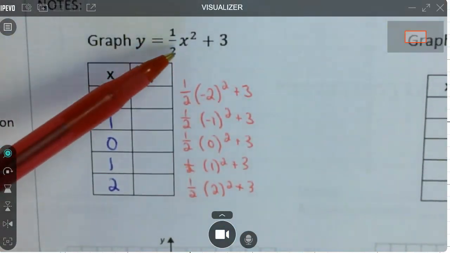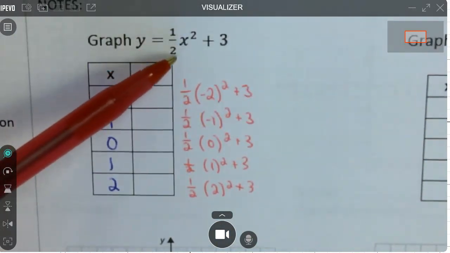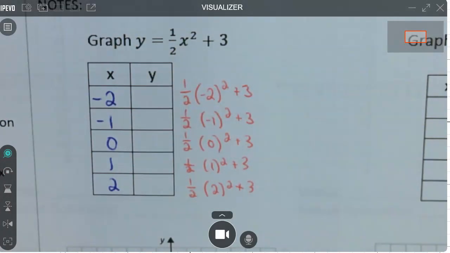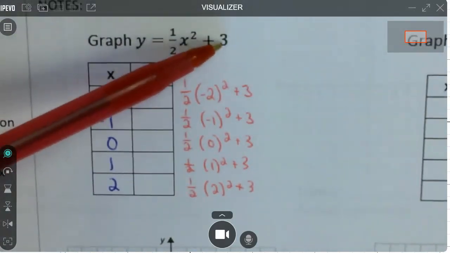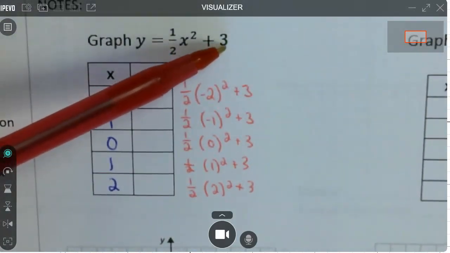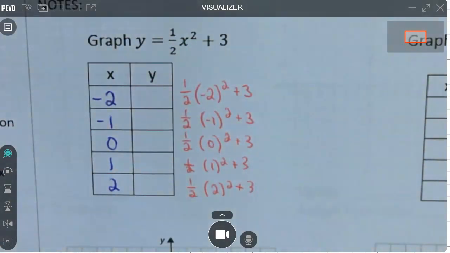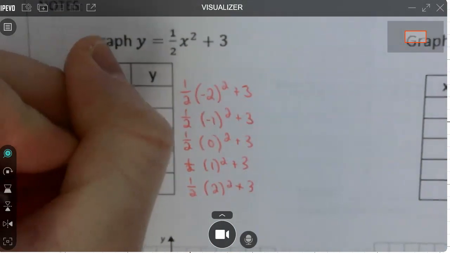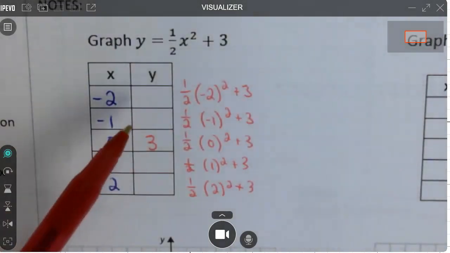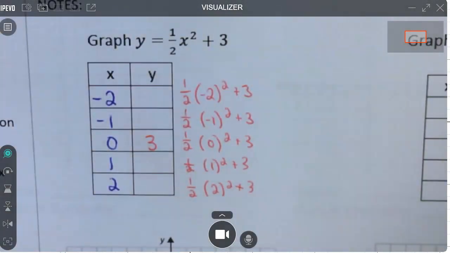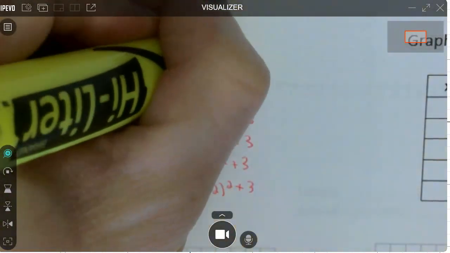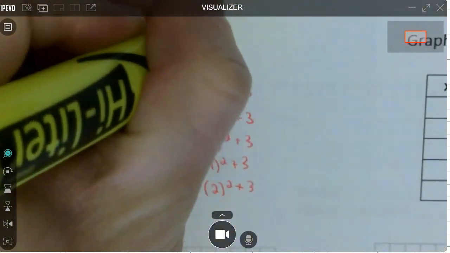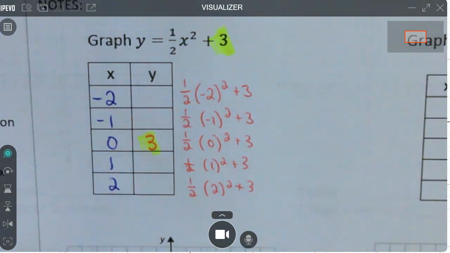So now we notice that the a is 1/2. A value between 0 and 1 means our graph's going to be wider. It's going to be opening more. But this 3 right here, that's the key. This automatically just goes right to our vertex. So this becomes right here. That is our vertex right there. So whatever the c value is, automatically becomes our y-intercept, aka our vertex for these graphs.